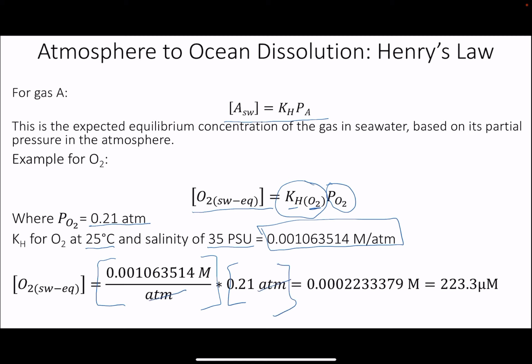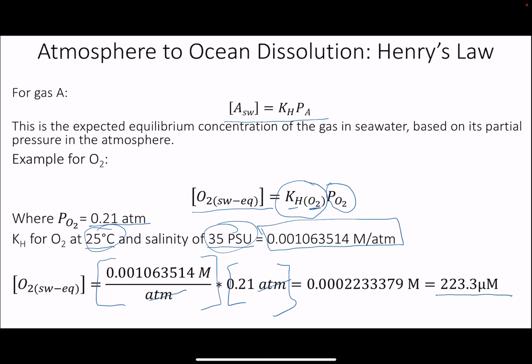So your answer is going to be in molarity. And so you end up with 0.0022333379 molarity, which is not a very useful number. So we convert it to micromolar, so 10 to the minus 6. So we move the decimal place over 6 times. And the equilibrium concentration of oxygen in seawater at this given temperature and salinity is 223.3 micromolar. So that's how much oxygen should be dissolved in seawater given these conditions, and assuming we're at equilibrium.